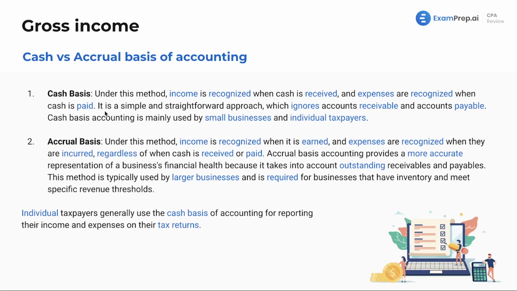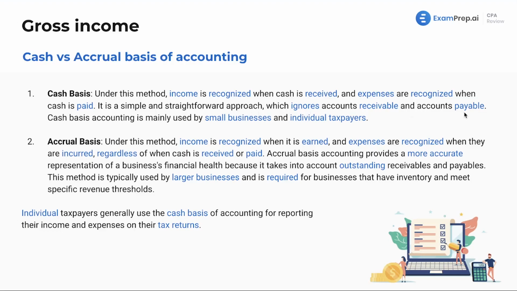This is something that's going to come up throughout the exam. It's going to be pretty important. Also on our book to tax differentiation for corporations, that's going to be important as well. It's a simple and straightforward approach. As cash flows out, that's an expense. As cash comes in, that's revenue. This is going to ignore accounts receivable and accounts payable.